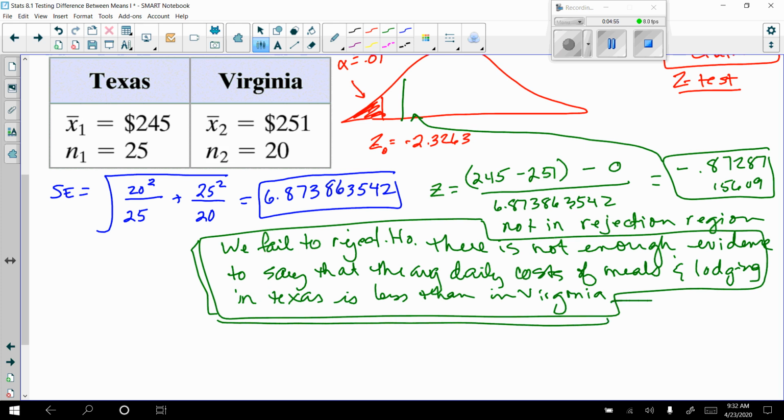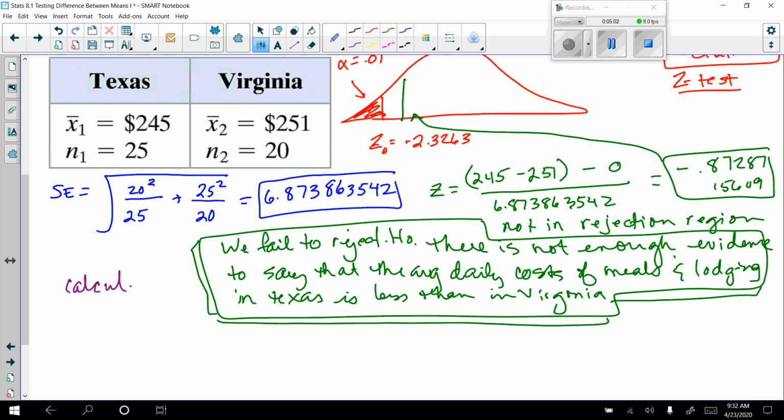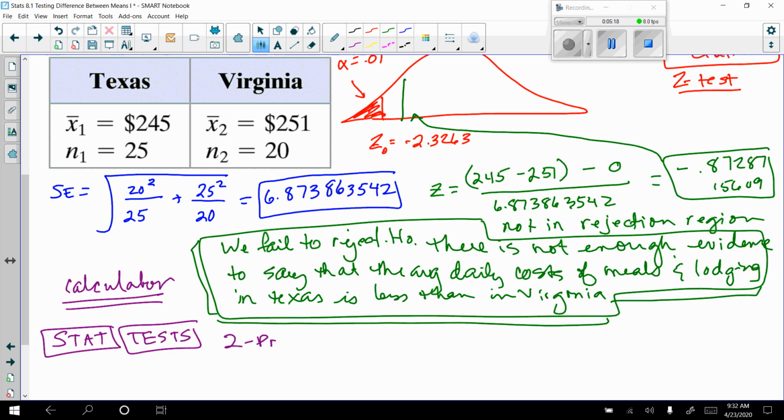Now we can also do these tests on our calculator. So on the calculator, in order to do this test, we need to hit the Stat button, then move over to Tests. And the test we're going to perform for this one is called a two proportion, whoops, not two proportion. Don't write proportion. It's not a proportion, these are means.